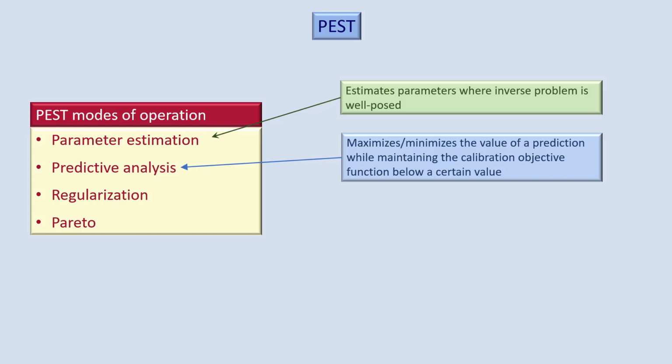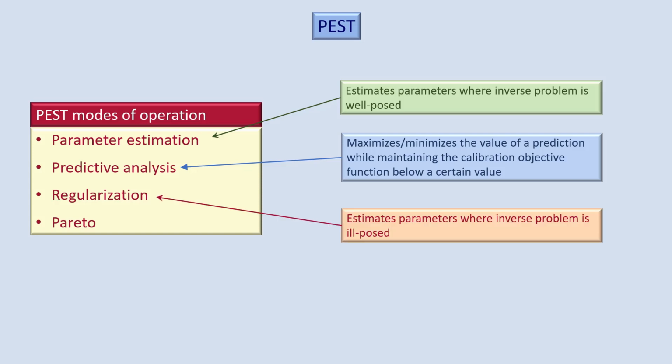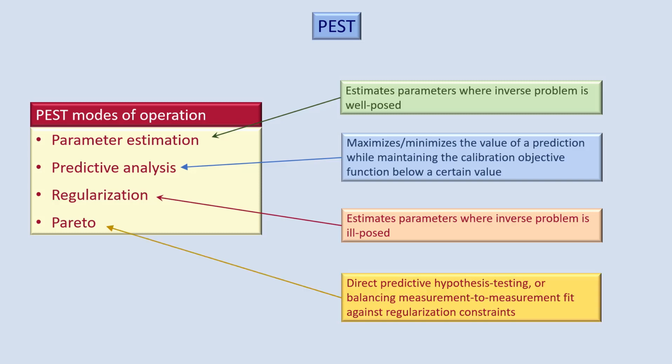That is, it can maximize or minimize the value of a model prediction subject to the constraint that a good match is maintained between model outputs and the calibration dataset. If run in regularization mode, it can solve highly ill-posed inverse problems using a variety of regularization devices to ensure that the solution to that problem is of minimum error variance.